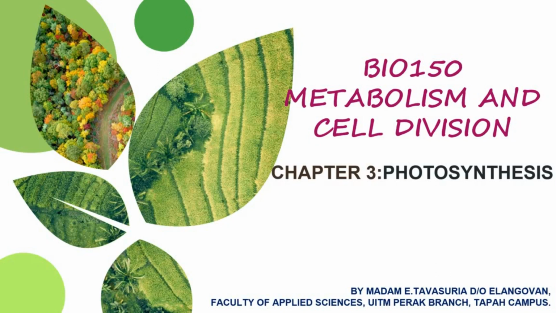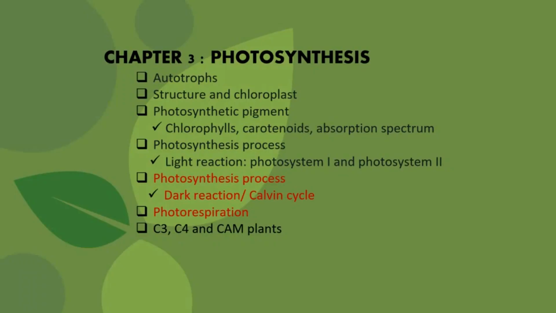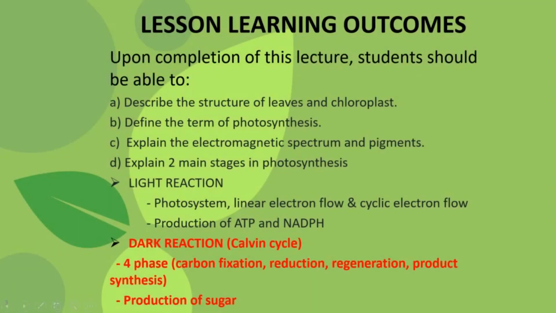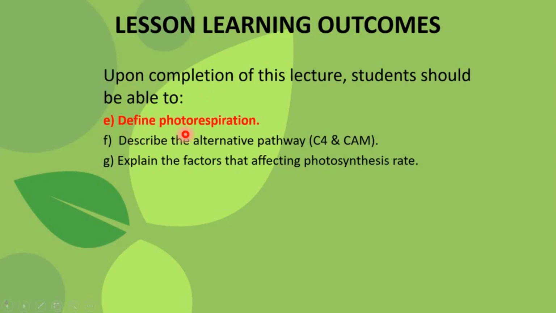So this week's lesson is a continuation from the previous week's lesson. We are still in chapter 3, photosynthesis. This week, you are going to learn about the photosynthesis process, mainly the dark reaction or Calvin cycle and photorespiration. At the end of this lesson, you should be able to describe the dark reaction and define photorespiration.